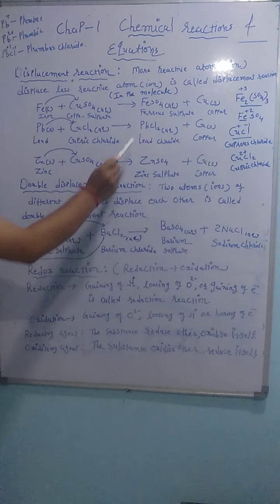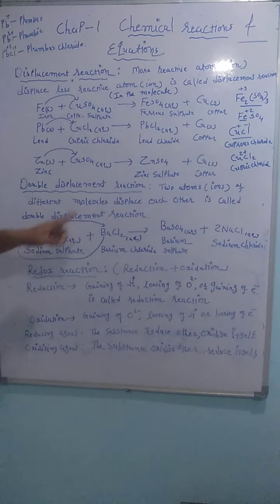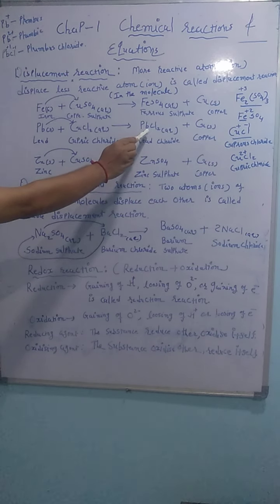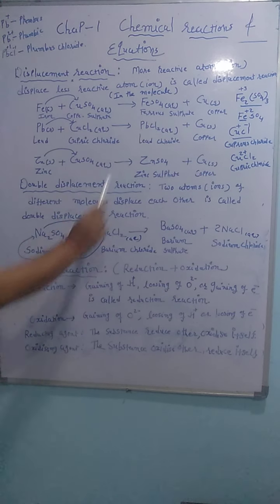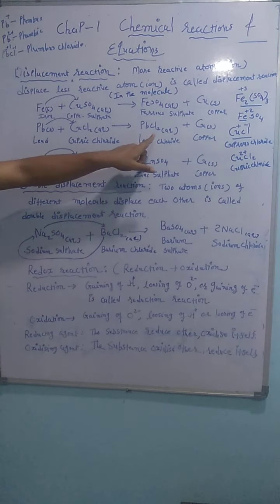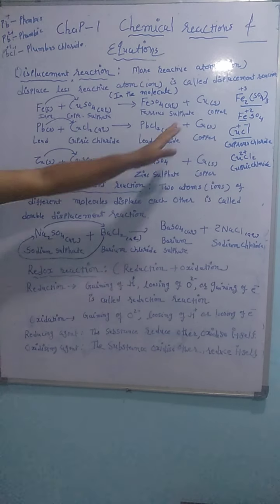Lead chloride: when Pb is present in +1 form, then it is called plumbous. But here the Pb is present in +2 form, so the name of this compound is plumbic chloride. Remember, PbCl means plumbous chloride, PbCl2 means plumbic chloride, plus copper.